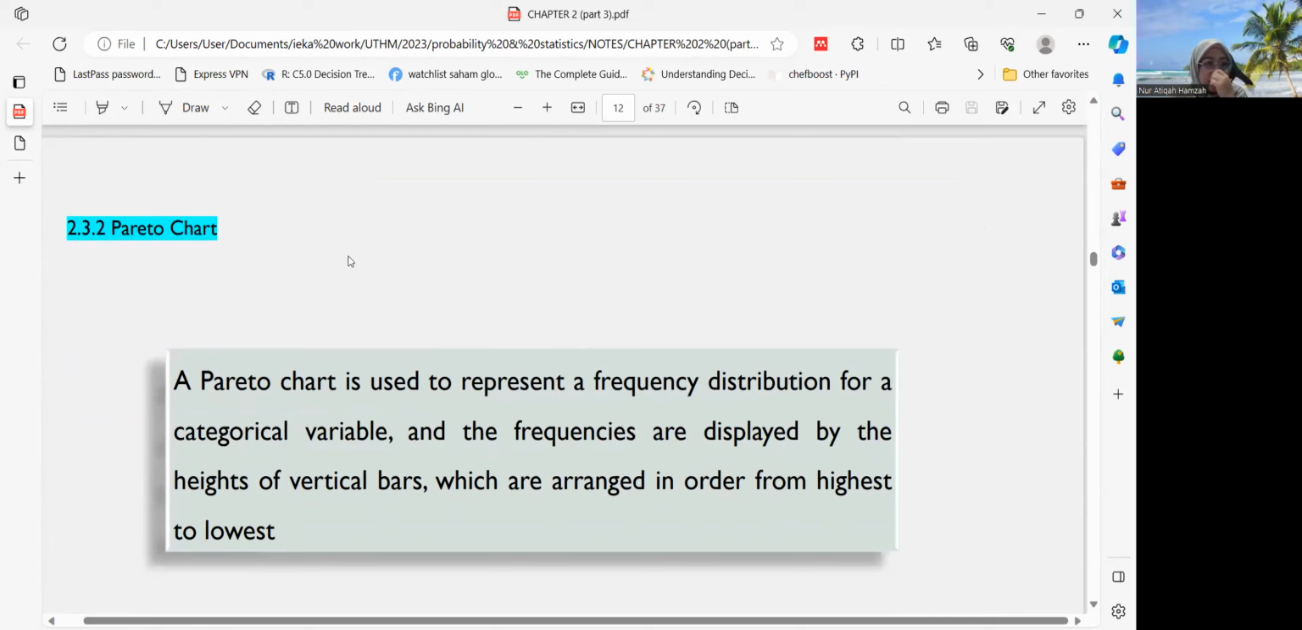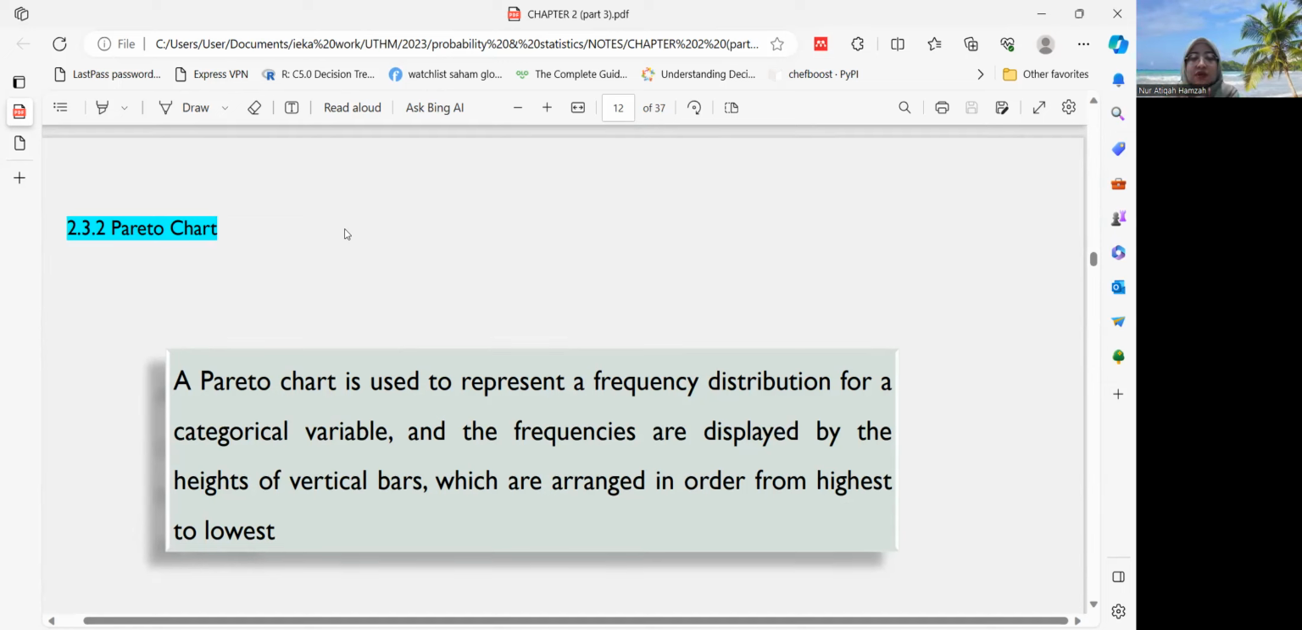Okay, for the next graph is Pareto chart. Okay, sebenarnya Pareto chart ni kalau awak tengok sekali imbas, bentuk rupa dia macam histogram, macam bar graph juga. Okay, tapi Pareto chart ni, we see it is used to represent a frequency distribution for a categorical variable, and the frequencies are displayed by the heights of the vertical bars, which are arranged in order from highest to lowest. Okay, inilah yang menjadi kelainan kepada Pareto chart ni.